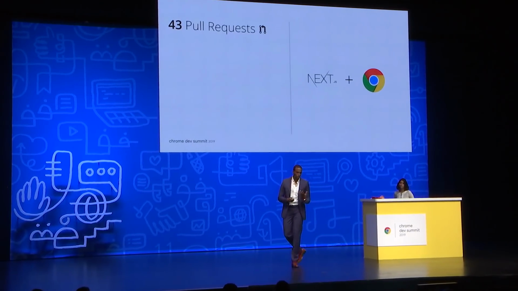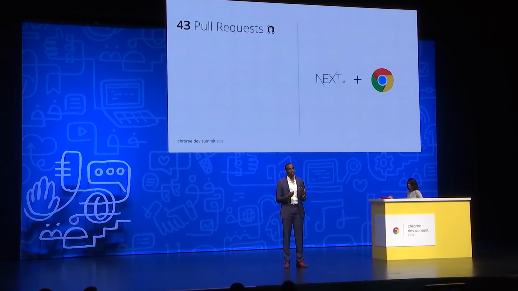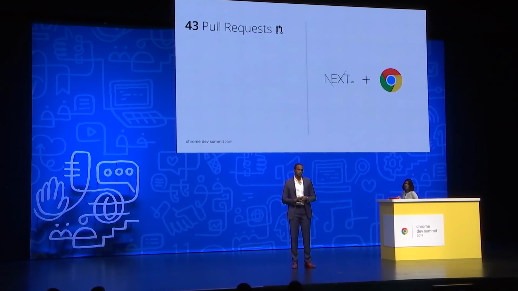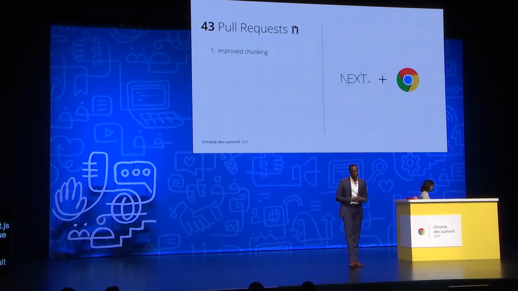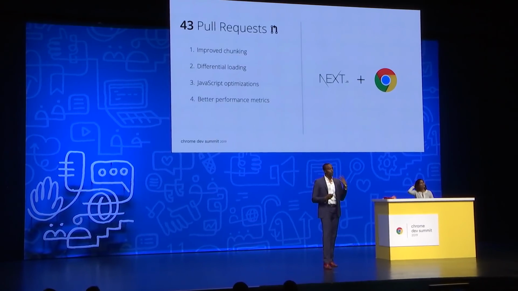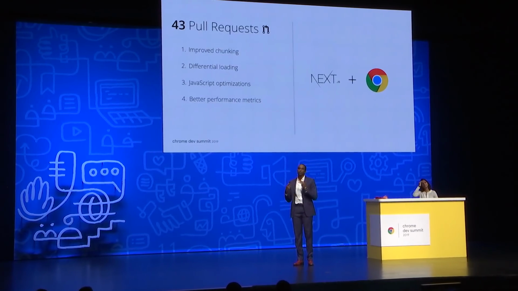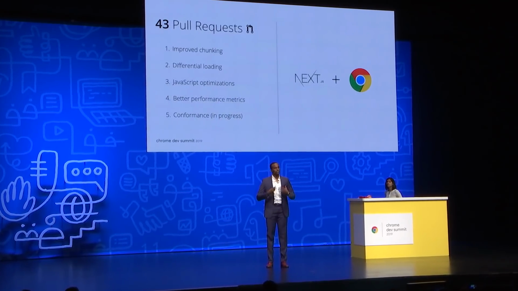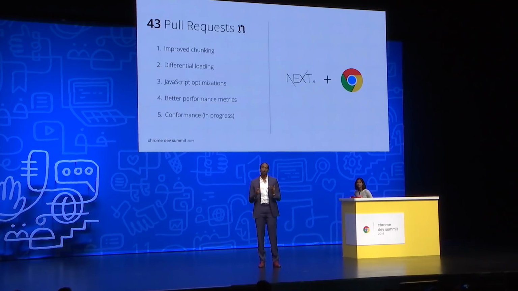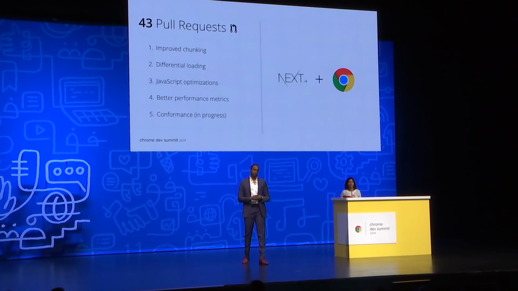For things that we worked on, we tried to find the lowest hanging fruit that will result in the biggest impact. This included improving the Webpack chunking strategy used in Next.js, differential loading to minimize the amount of polyfilled code shipped to browsers that don't need it, a number of JavaScript optimizations, improved performance tracking by instrumenting a few custom metrics, and we're also exploring a conformance story to see if we can generate better errors and warnings for common developer footguns.